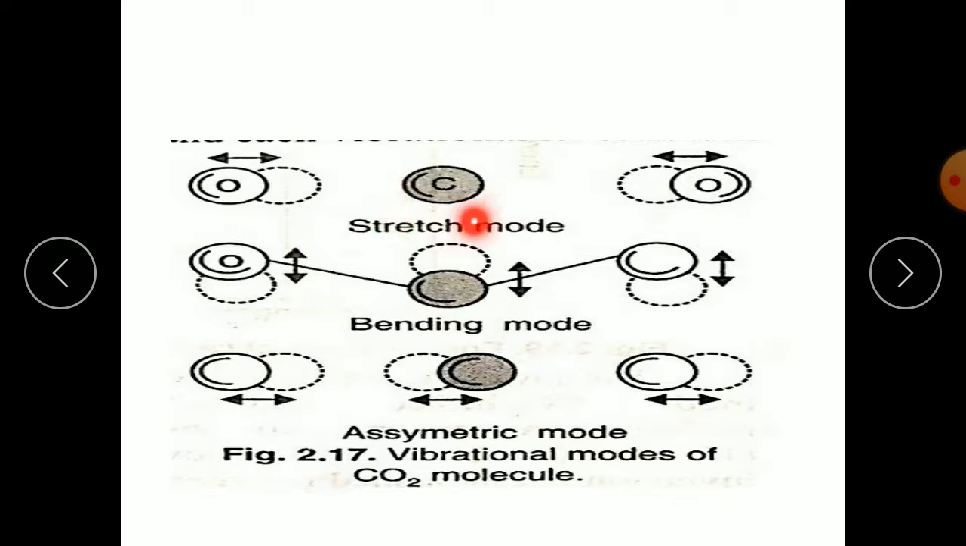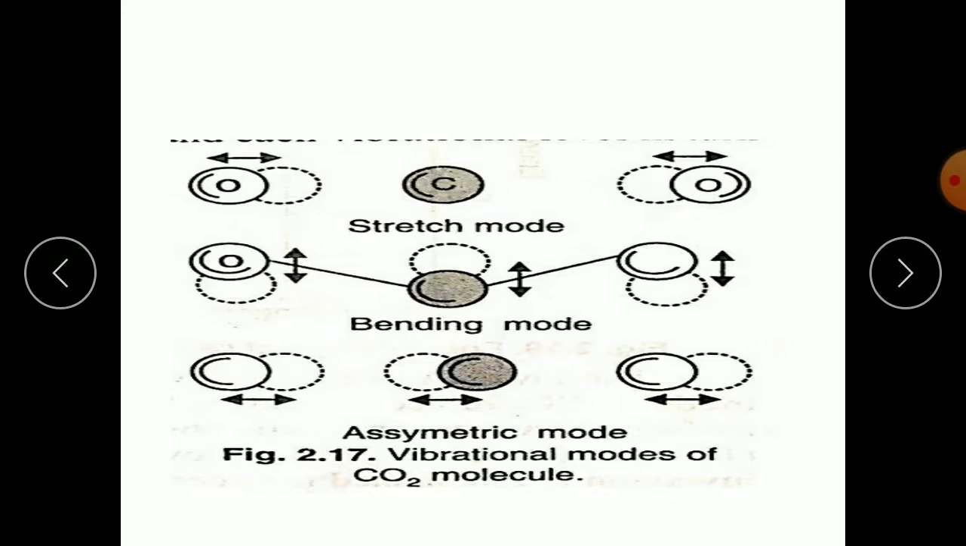The first mode is a stretching mode, in which the carbon atom is steady and both the oxygen atoms vibrate simultaneously. Means if they are coming towards this carbon atom simultaneously, at the same time they go away from this carbon atom. So this mode of vibration is known as the stretching mode.